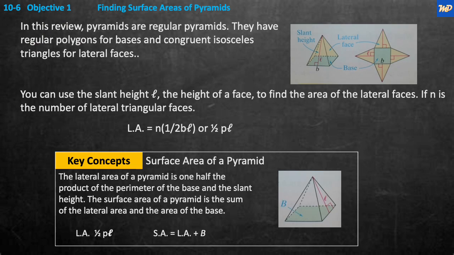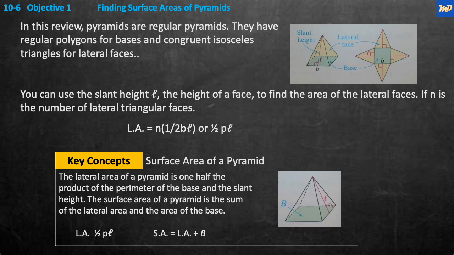Objective 1, finding surface areas of pyramids. In this review, pyramids are regular pyramids. They have regular polygons for bases and congruent isosceles triangles for lateral faces. See the picture of it here on the right. So we have a polygon for a base, a standard polygon, nothing fancy, and in this case it's a quadrilateral, so it has a rectangular shape of some kind, maybe a square. It has triangular faces, lateral faces, and in this case there would be 4 of them.